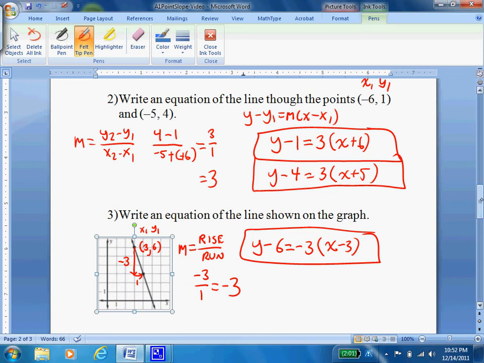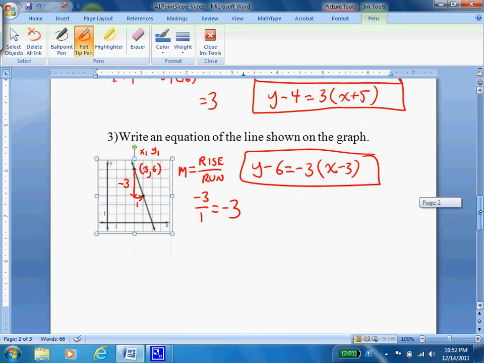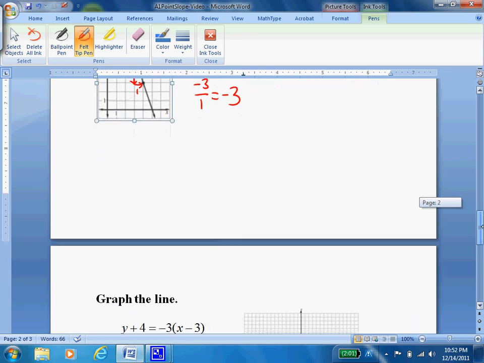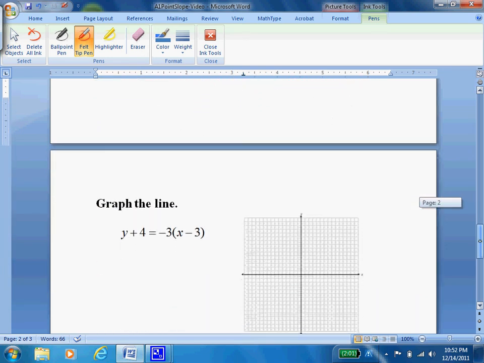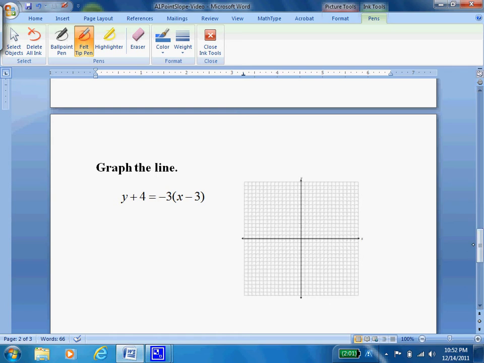Now let's look at what happens when we get the equation and have to make the graph. So first we're going to graph the line y plus 4 equals negative 3 times the quantity x minus 3. And let's remember, point-slope form gives us a point and it gives us a slope. So first, let's do the point.